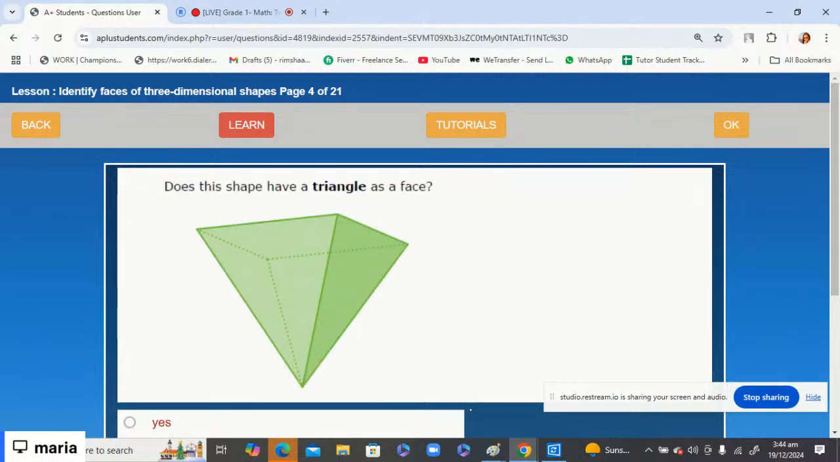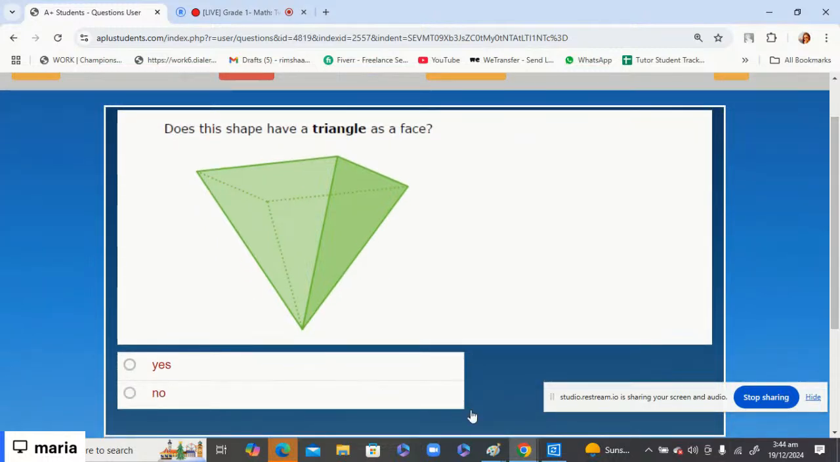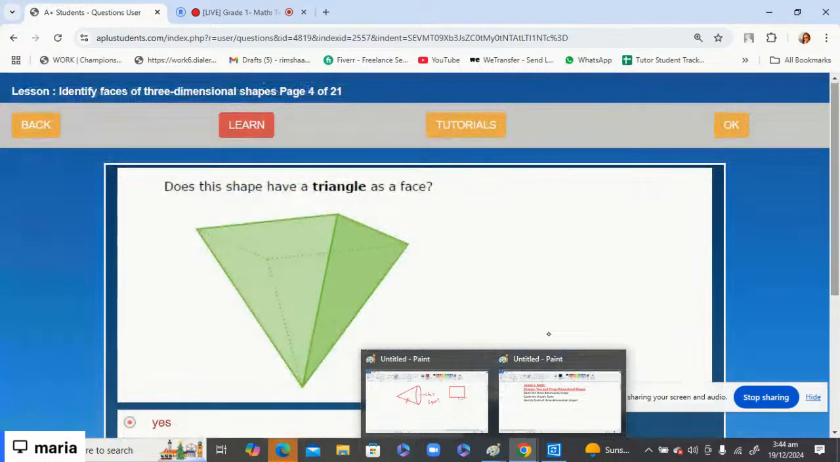Does this shape have a triangle as a face? Now you guys tell me the answer of this. Is there any triangle? Yes or no? Yes, it has a triangle as a face, okay? So you can say that yes. I hope you guys understand this lesson as well. Solve the rest of the test questions by yourself.